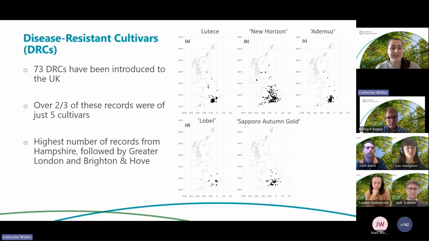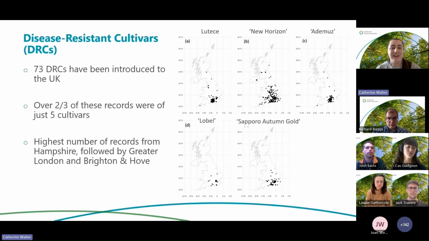In addition to Ulmus laevis, lots of disease-resistant cultivars have been trialled and planted in the UK. So the data showed that a total of 73 different types have been introduced. However, over 2/3 of these were of just 5 cultivars, with the highest number of records for Lutece, followed by New Horizon, Adamus, Lobel, and Sapura Autumn Gold. And these seem to have tended to be planted in the south of England, with the highest number of records in Hampshire, followed by Greater London and Brighton and Hove.